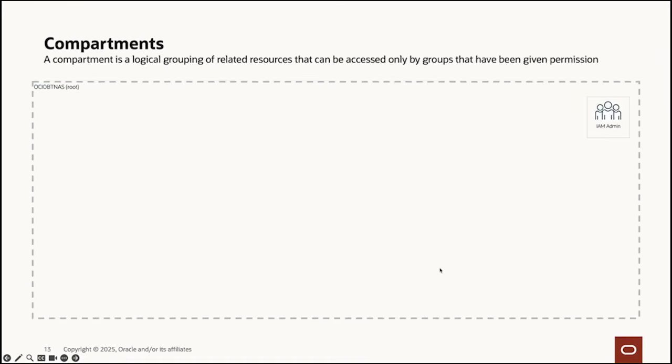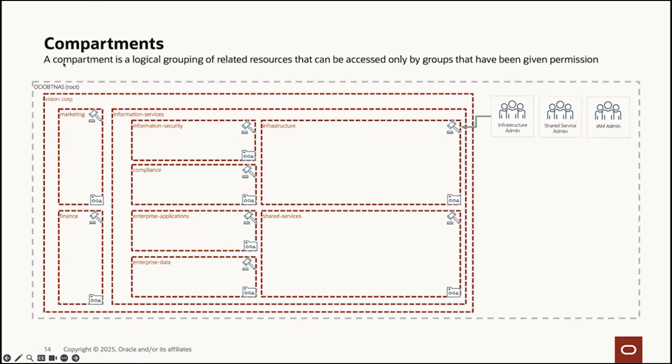All right, moving on to compartments. So a compartment is a logical grouping of related resources that can be accessed only by groups that have been given permission. At the highest level, you'll have what's called a root compartment. So you can see that here on the screen. It's this gray dotted box here. And all the other compartments that you create will fall within this root level compartment.